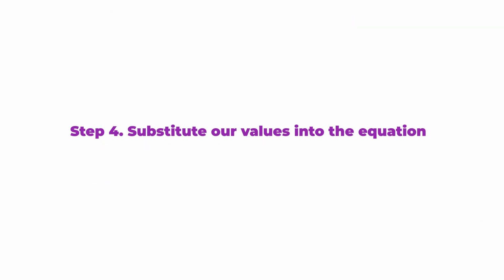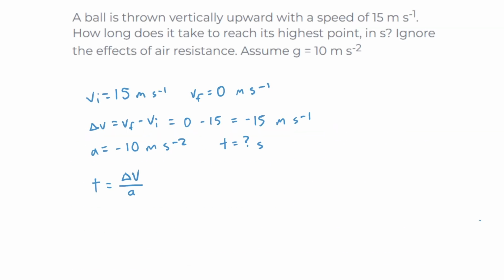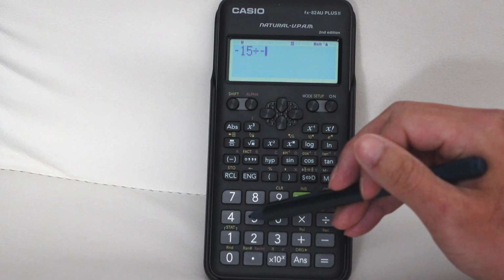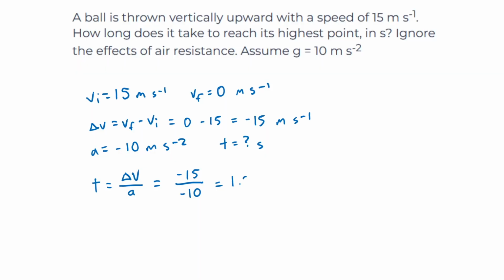Step 4. Substitute our values into the equation. t equals negative 15 divided by negative 10. If we put that into the calculator, that gives us a result of 1.5.